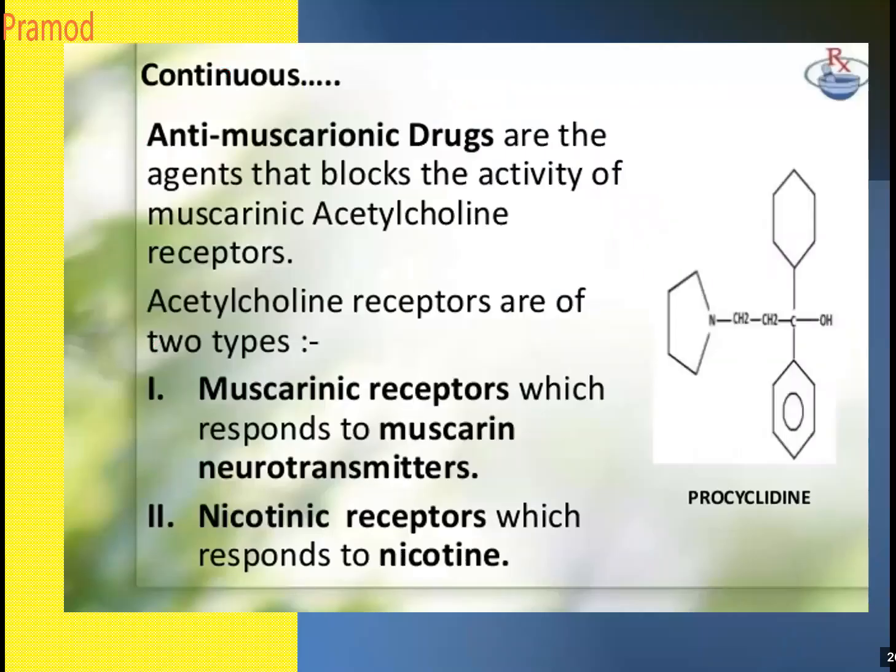Another example is an anti-muscarinic drug, which blocks the activity of muscarinic acetylcholine receptors. Example is procyclidine. There is the muscarinic receptor, which responds to the neurotransmitter muscarine, and nicotinic receptors, which respond to nicotine. So they block the acetylcholine receptor. Procyclidine is an example of a drug containing pyrrole or its derivative.